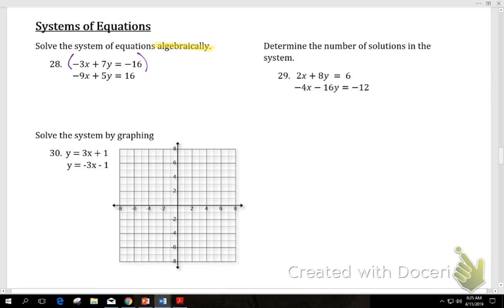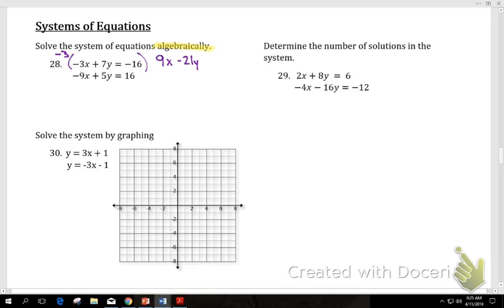No. I need it to be the opposite of -9. What can I multiply -3 by? -3. Do you agree that -3 times -3 is +9? So you want it to be the opposite of the other one, but now you have to multiply the entire equation by -3. So what's -3 times 7y?